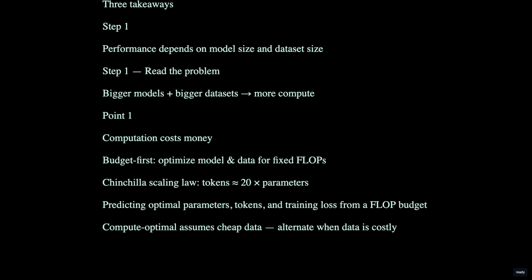Chinchilla presents an alternate calculation for when data acquisition has non-trivial cost, so the optimal choice balances the marginal cost of extra data against the cost of larger models.